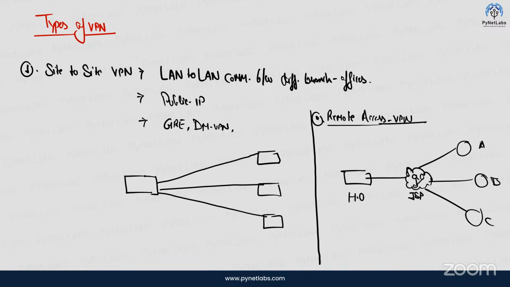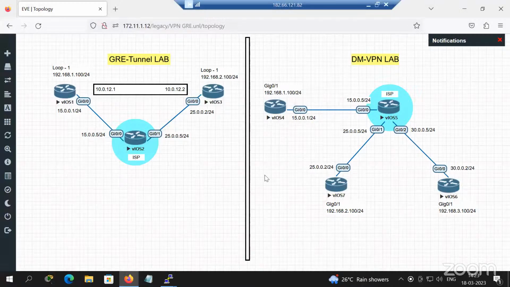I got two lab simulations for every one of you to understand the VPNs in more detail. Let me show you the labs first, then we will be performing the labs, but I just want to give an explanation on that. So let me share my lab screen. As you can see, guys, my lab screen is there and I got two labs here. One is a GRE tunnel and the second one is my DMVPN.